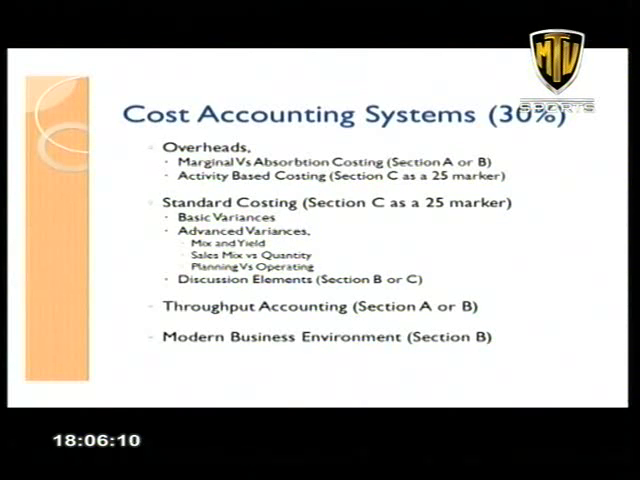As far as overheads are concerned, the sub areas, you have a marginal versus absorption costing area. Then you have an activity-based costing area. The marginal versus absorption costing area is more often than not tested as part of your section A or B, and activity-based costing is usually tested as a section C 25-mark question.